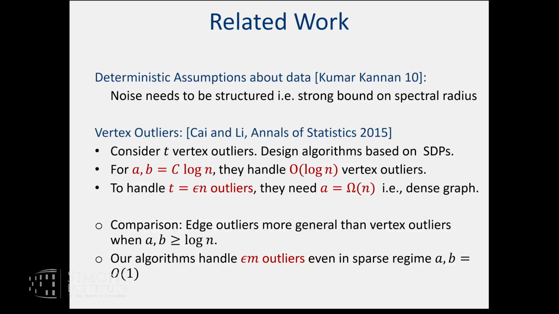Okay, so I must say that there's also related work on how you can come up with algorithms that are robust to noise. There's very nice work by Kumar and Kannan who showed that you can learn various probabilistic models like Gaussian mixtures or planted partitioning models when the noise is structured in some way, and the spectral norm of a certain noise matrix has some nice properties. And then there's also work by Cai and Li who try to capture vertex outliers. But edge outliers are more general than vertex outliers. So in some sense, our results subsume these results by Cai and Li.